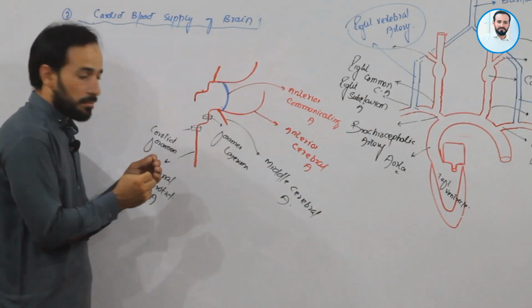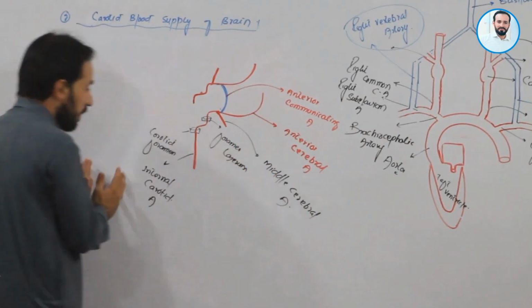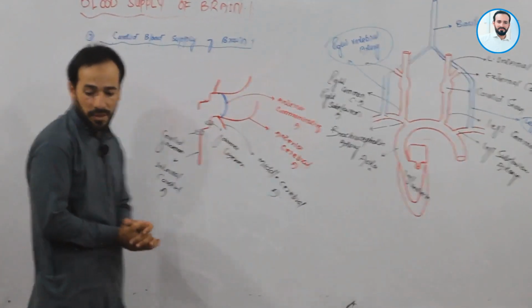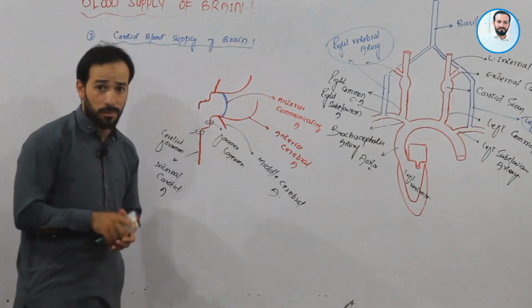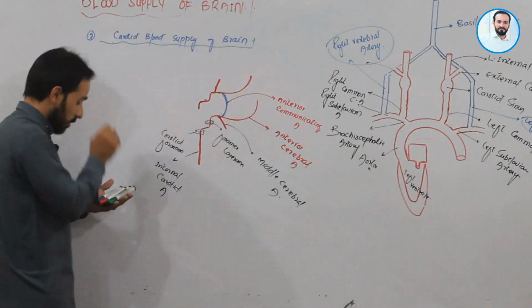Now let me combine the anterior blood supply and the posterior blood supply and see a very special point that is called the circle of Willis. Right friends, that is a very important point in the blood supply of the brain. Now look.